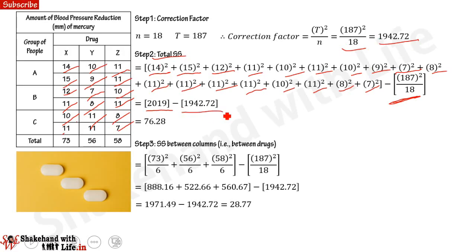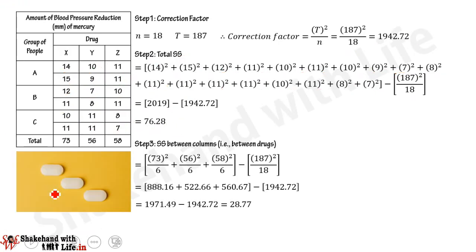So when we solve this we get 1942.72. So here we have 1942.72 and we get 76.28 as the sum of squares for total variation, right? Okay. So this is our sum of squares for total variation, which is 76.28.